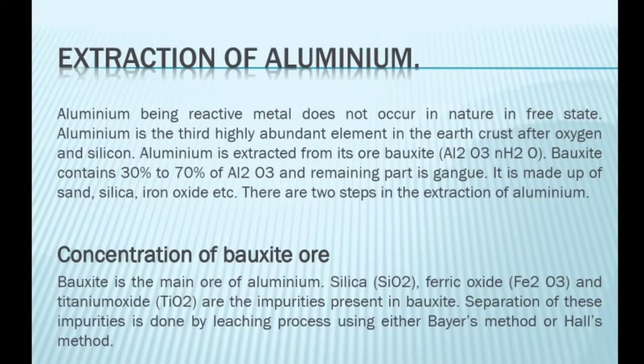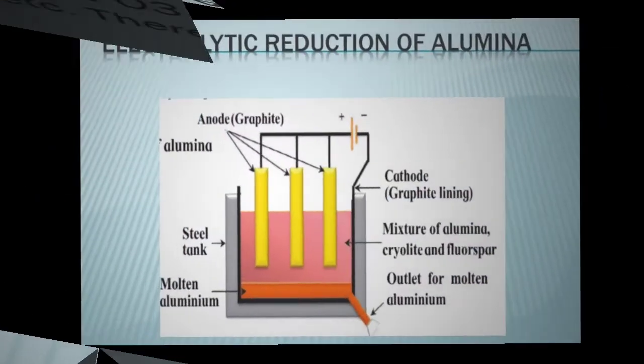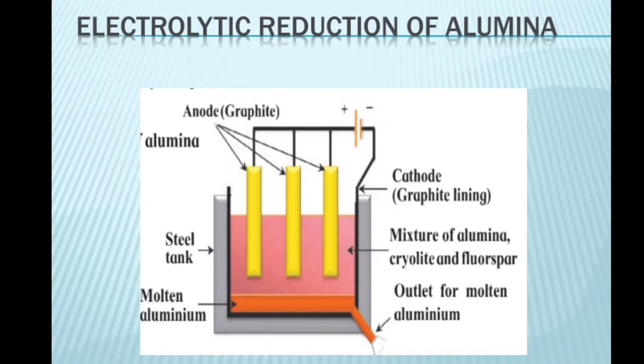The precipitate of aluminium hydroxide obtained in both Bayer's and Hall's processes is filtered, washed, dried, and then calcinated by heating at 1000 degrees Celsius to obtain alumina. Electrolytic reduction of alumina, that is extraction of aluminium. Look at the diagram over there, my dear children.